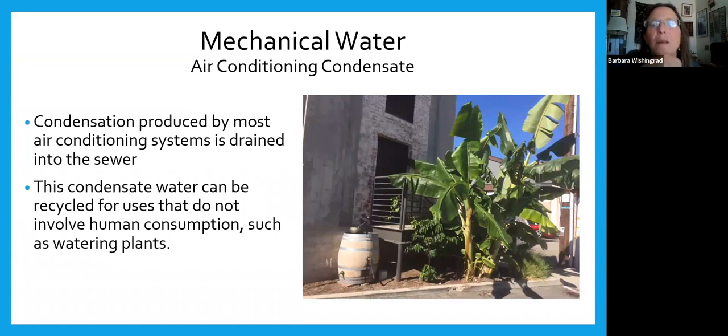And when I was there for a site visit some years ago, I noticed that there was something dripping out of the side of the building, and it was air conditioning condensate. So we ended up creating a system where that air conditioning condensate feeds this tropical garden that has bananas, passion fruit, and coffee in it. So the condensate water can be used for landscapes, not for human consumption.